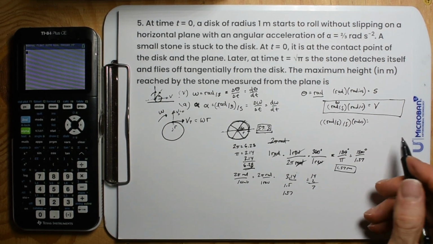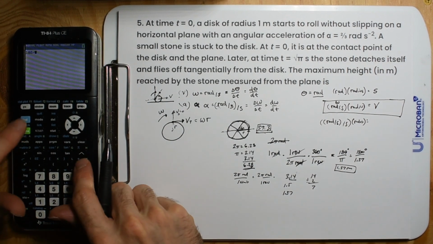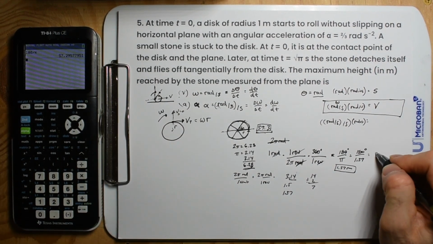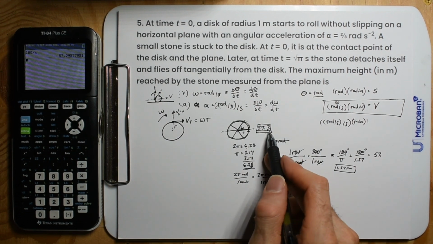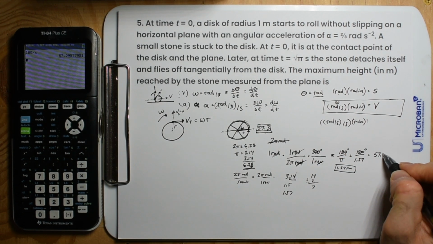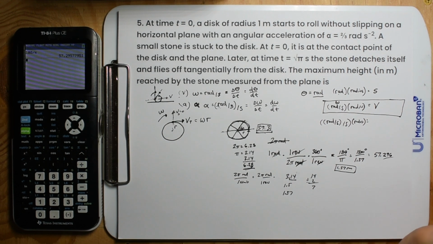Cool. So if you do this, 180 divided by pi, you get 57.3. It's just good to know, it's 57.3, it's actually 57.296. All right, so moving on.